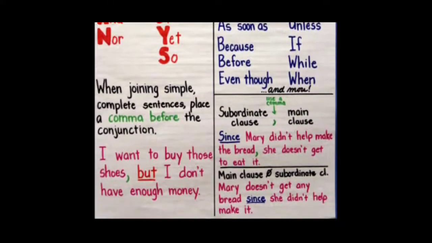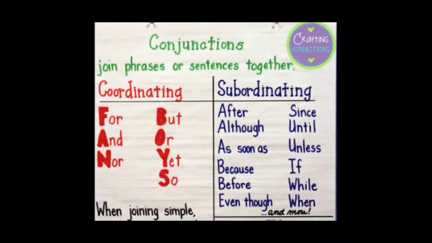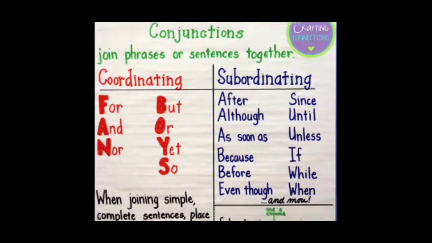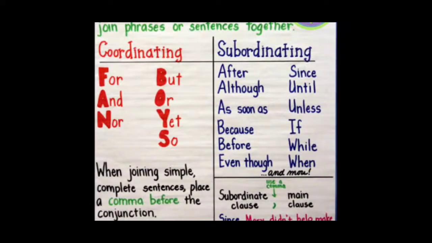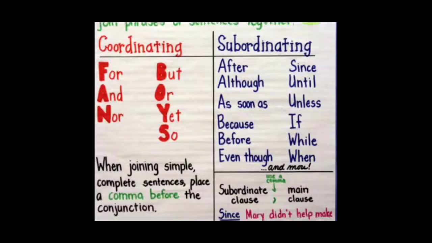So see here, I want to buy those shoes, but I don't have enough money. So this is a compound sentence, children. In a compound sentence only, we need to use a coordinating conjunction, FANBOYS, along with the comma to segregate the independent clause along with the coordinating conjunction. The next type, subordinating conjunctions, are after, although, as soon as, because, before, even though, since, until, unless, if, while, when, and more, and so on.